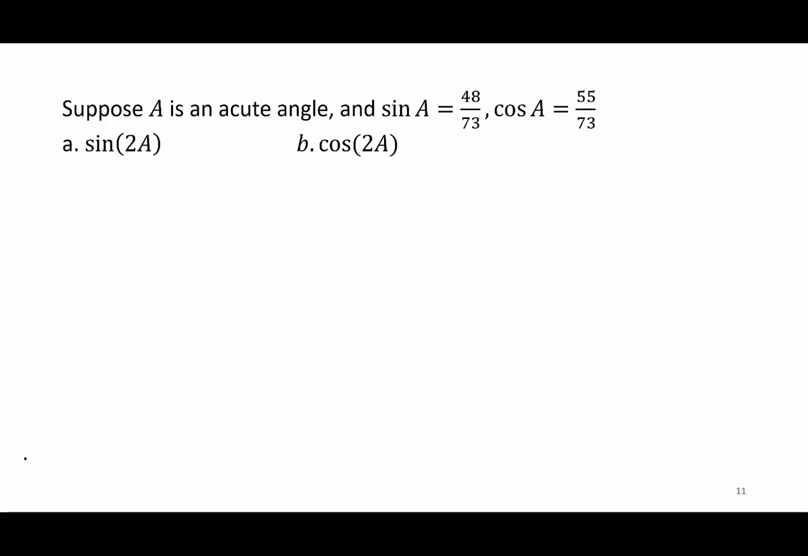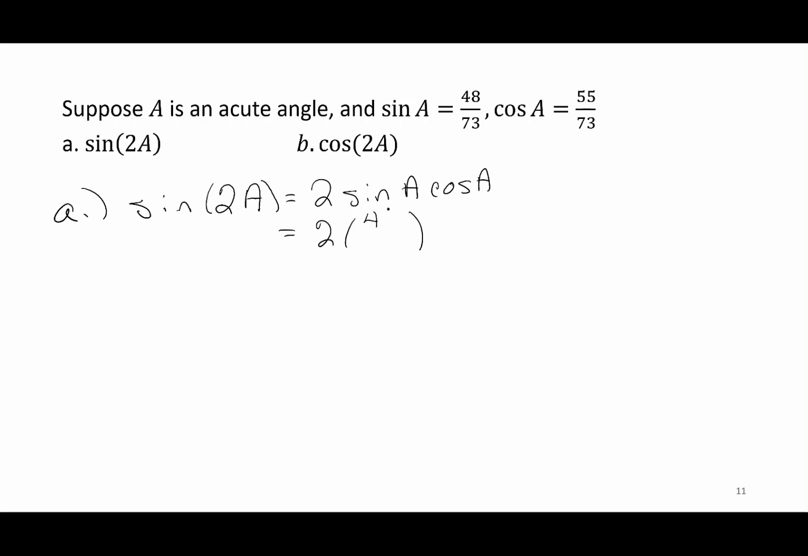To start, suppose A is an acute angle and sine A is 48 over 73, cosine A is 55 over 73. We want to find sine of 2A and the cosine of 2A. To find the sine of 2A, we need to find 2 times the sine of A times the cosine of A. That'll be 2 times the sine of A, which is 48 over 73, times the cosine of A, which is 55 over 73. Putting that in our calculator, we get 5,280 over 5,329.